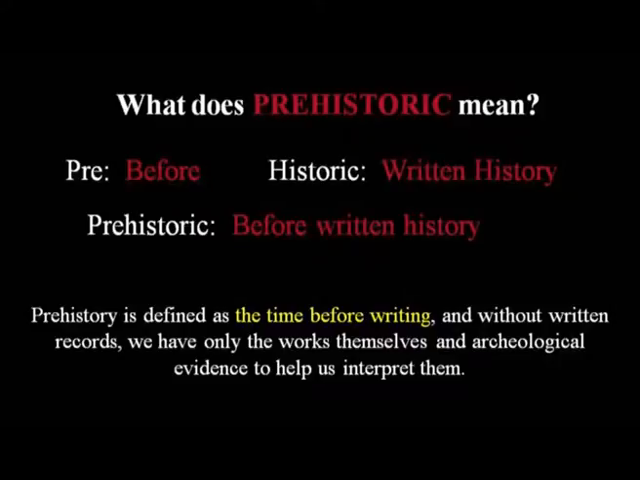But then a little bit of history, though many of you might be knowing it. What does prehistoric mean? Pre suggests before, and historic suggests written history. So the term prehistoric generally suggests that we are talking about an era which existed before written history. Prehistory is defined as the time before writing, and without written records we have only the works themselves and archaeological evidence to help us interpret them and rebuild that history.